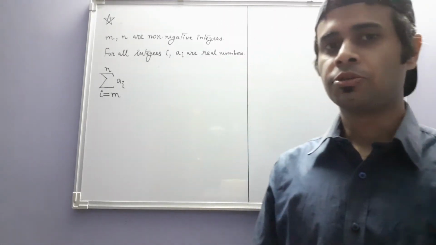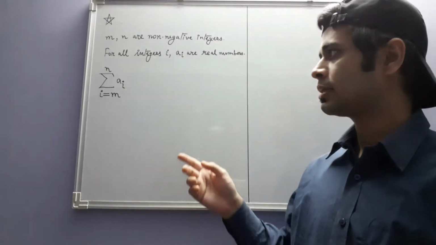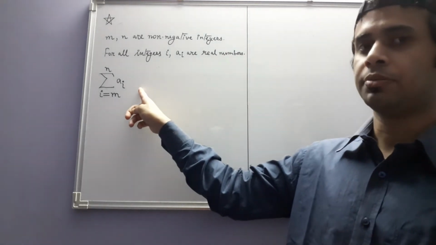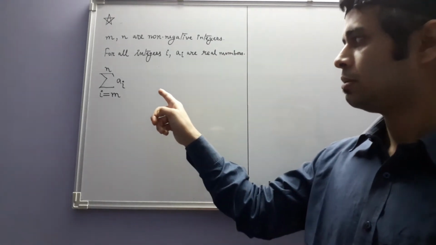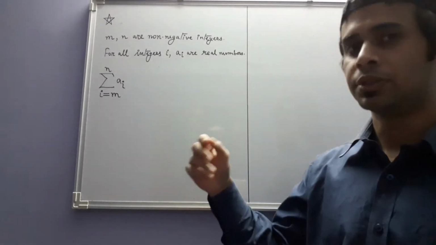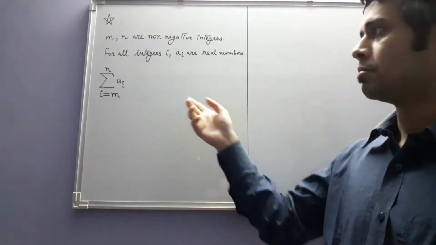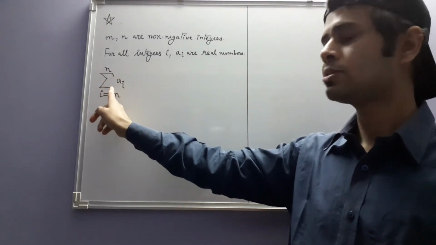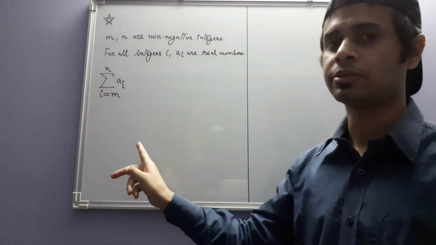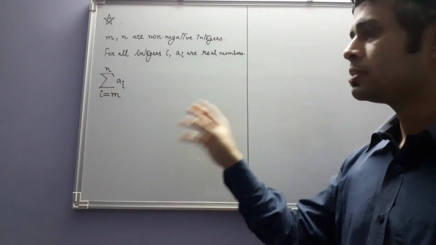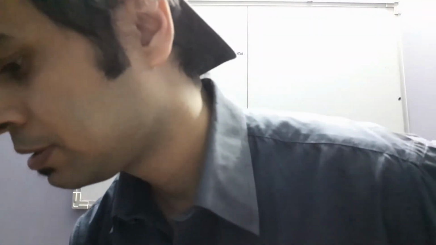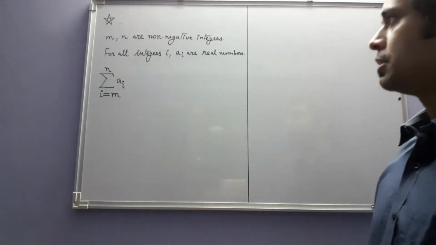Now before going to the binomial theorem, let's just have a quick look at the meaning of this symbol. Many of us have seen this symbol many times and we have used this capital sigma. It is actually called summation. This symbol represents a sum of what? Let's see what is given here.